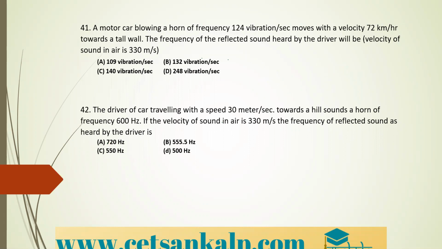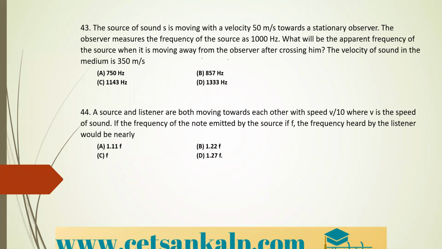Okay, option A. Then our next question is, the source of sound S is moving with a velocity 50 meter per second towards a stationary observer. The observer measures the frequency of the source as 1000 hertz. What will be the apparent frequency of the source when it is moving away from the observer after crossing him? The velocity of sound in the medium is given. Here what is happening? It is moving.